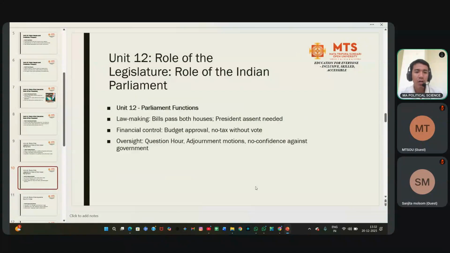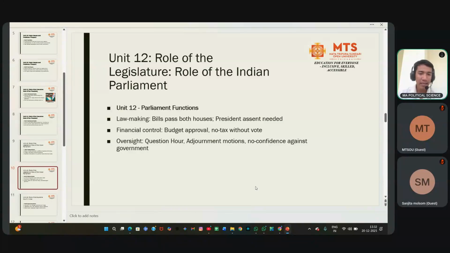So these are the things: Parliament after passing it will go to the president. Financial control. The Parliament has the power to approve the budget. You know, every year we have to make a budget. No tax without vote. Voting will be there, and after that the tax can be collected. So this is some basic.